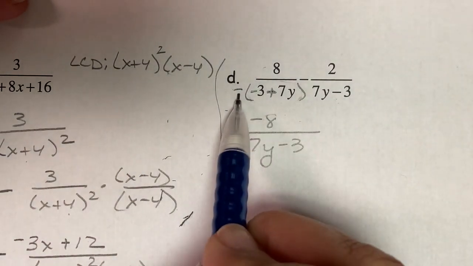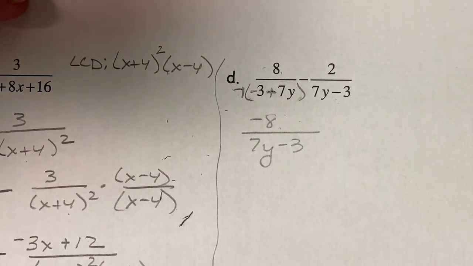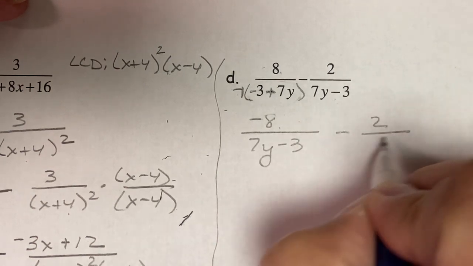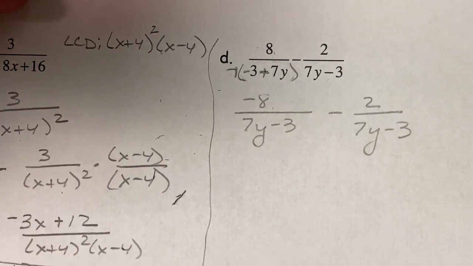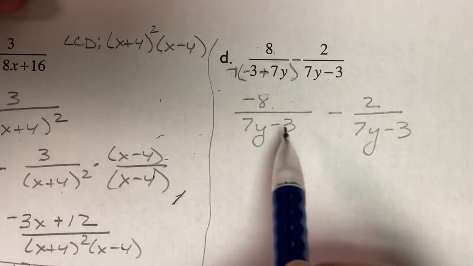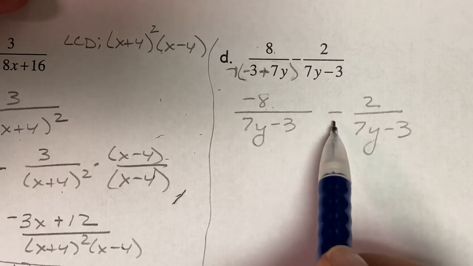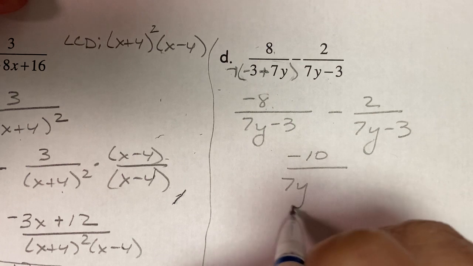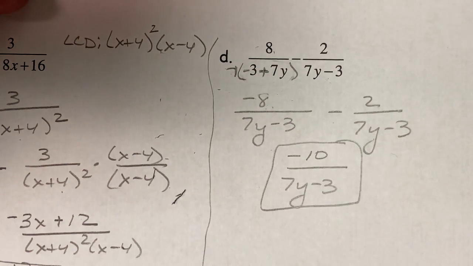And then I just took that negative 1 and I put it up with the 8 to make it a negative 8. That's all I did. There are other ways to do this. So now let's look at what I have. I have a common denominator, and I have negative 8 minus 2, which is negative 10 over 7y minus 3. And since nothing cancels, we're done.